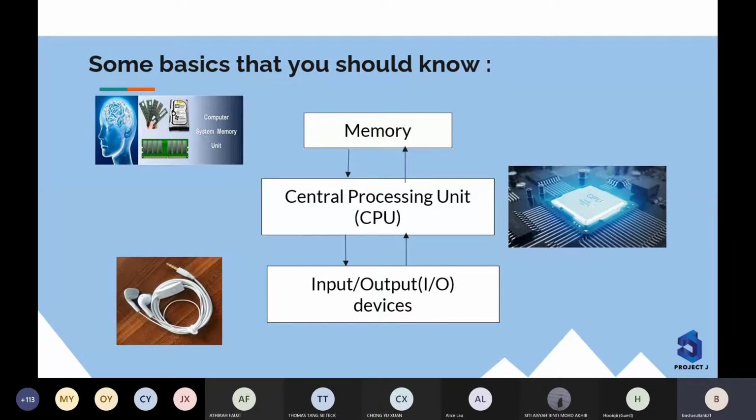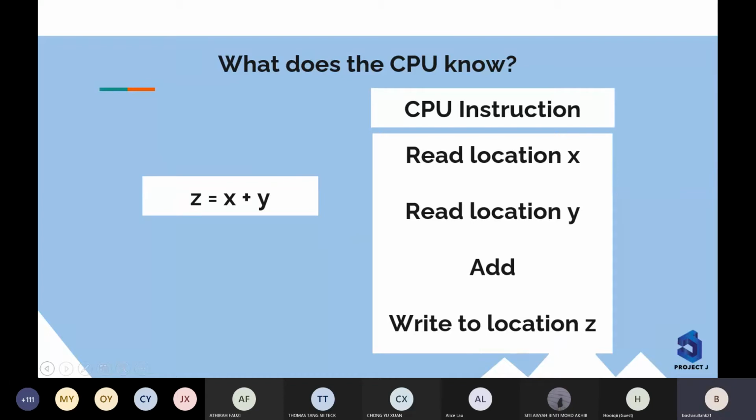Okay, some basics that you should know. So this is actually what happens when you give a command or instruction inside a computer. Basically, whenever you give an instruction to a computer, it will fetch the data from the memory, and then it will begin the operation inside the CPU, and then the output will be shown through the I/O devices.